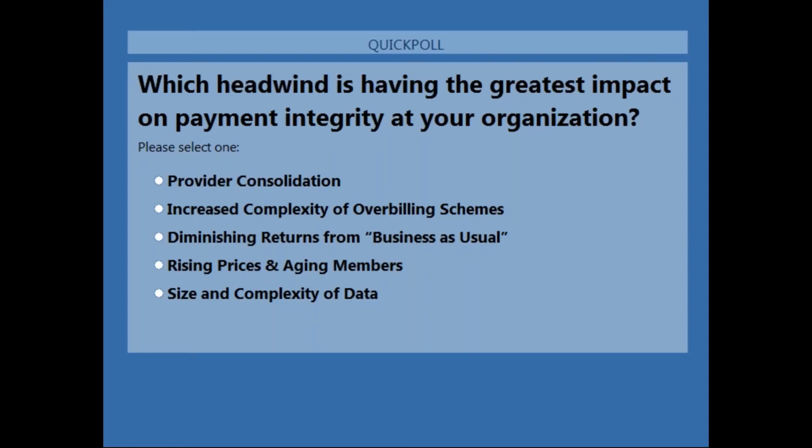at your organization? A, provider consolidation. B, increased complexity of overbilling schemes. C, diminishing returns from business as usual. D, rising prices and aging members. Or E, the size and complexity of data.